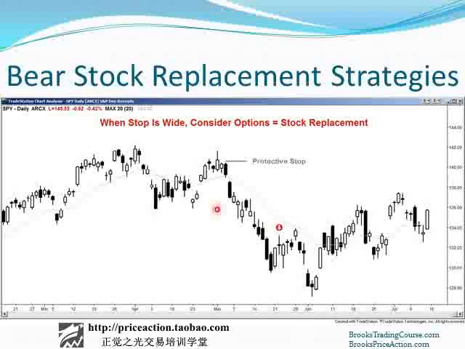Here's an example of a bear trend in the spider on the daily chart, and I want to talk about it in two different ways. Let's say you are flat and you see this big bear spike occurring late in the bear trend, and you decide that the market is going down more, and you're correct. That makes sense whenever the trend is this strong.